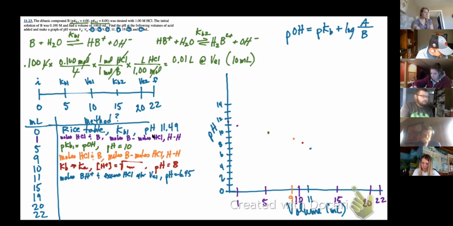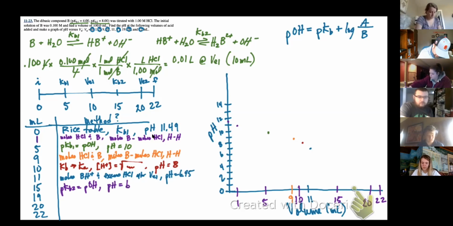All right, let's move on to, what's the next one? Is it 15? Yeah. So for this one, I did basically the same thing as 5, but with pKb2 being equal to pOH. So then pOH is 8, and then you subtract it from 14 and get a pH of 6. Okay. pH equals 6, that looks good.